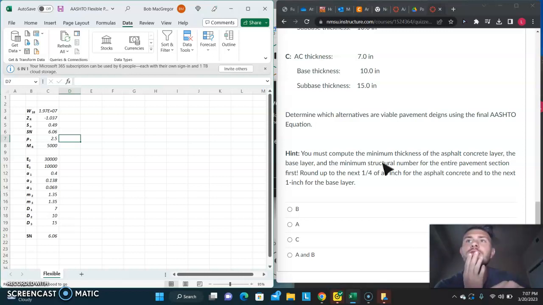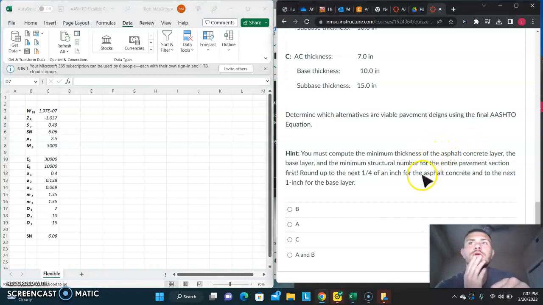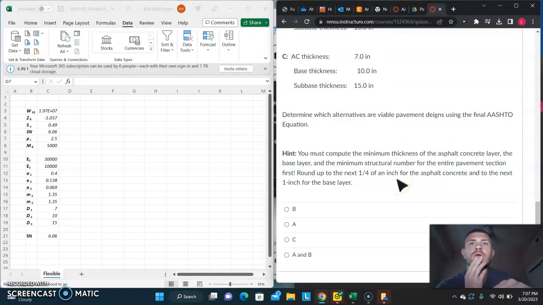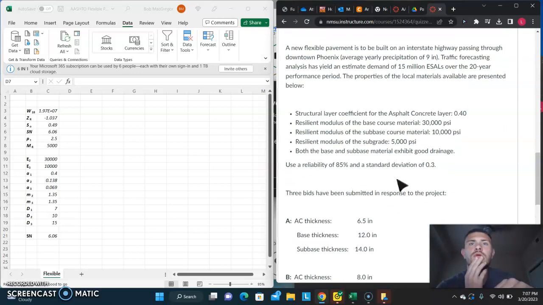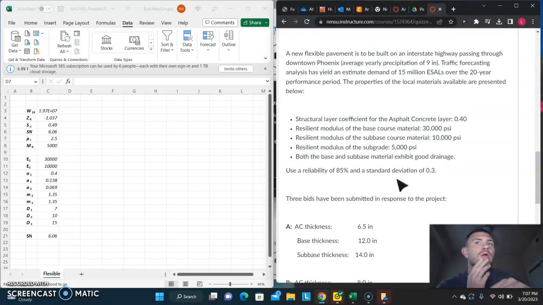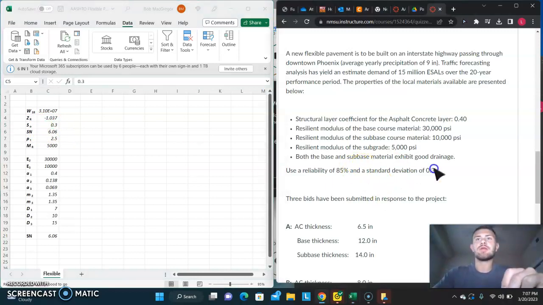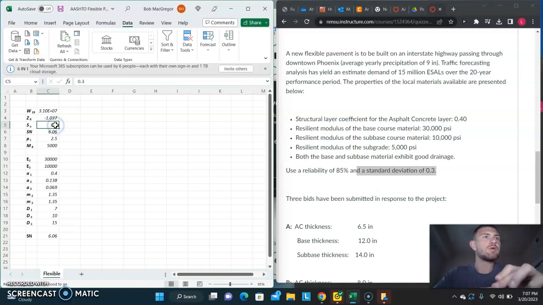Isn't the minimum thickness for asphalt 3 inches? Oh, is this what you meant? Is that what you want by standard deviation of 0.3? Do you want me to put 0.3 in here? That's going to make the value really high.